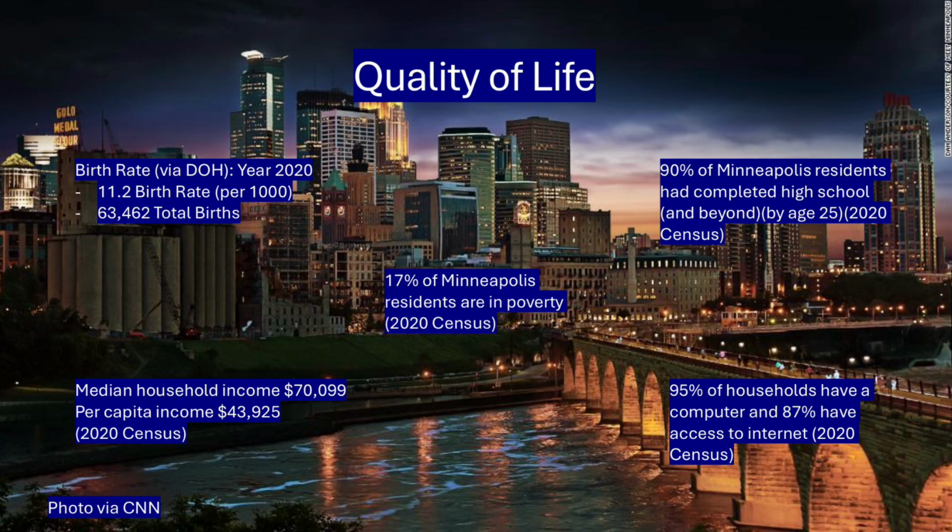The next quality of life factor that I would like to discuss is graduation rate. 90% of Minneapolis residents had completed high school or beyond by age 25, according to the 2020 census. This is about 5% higher than the average U.S. graduation rate and shows that Minneapolis offers an above-average educational system in comparison with the rest of the country.